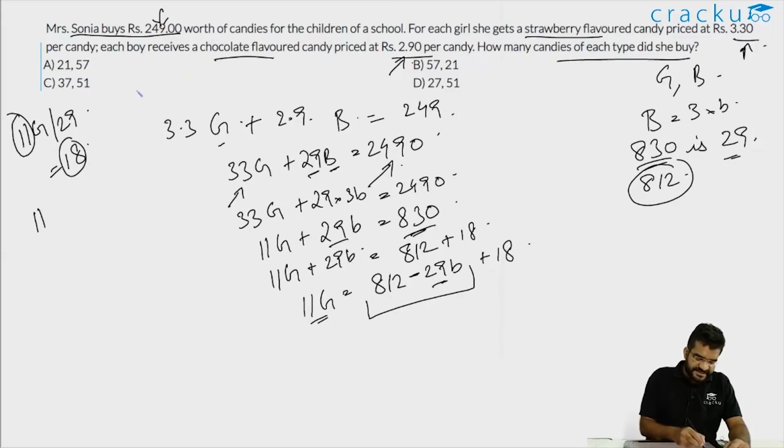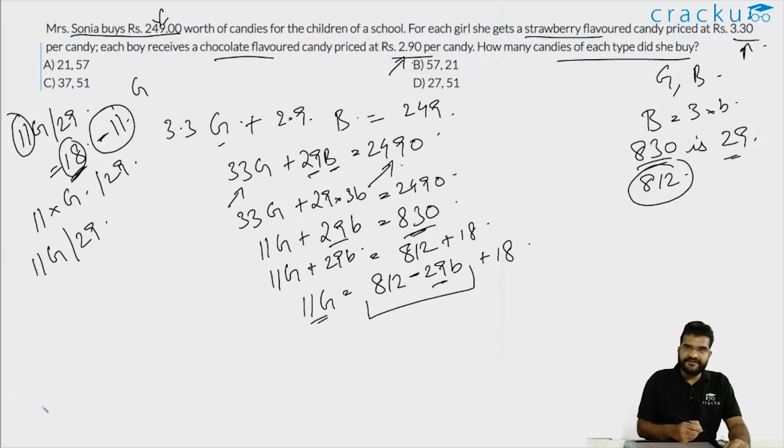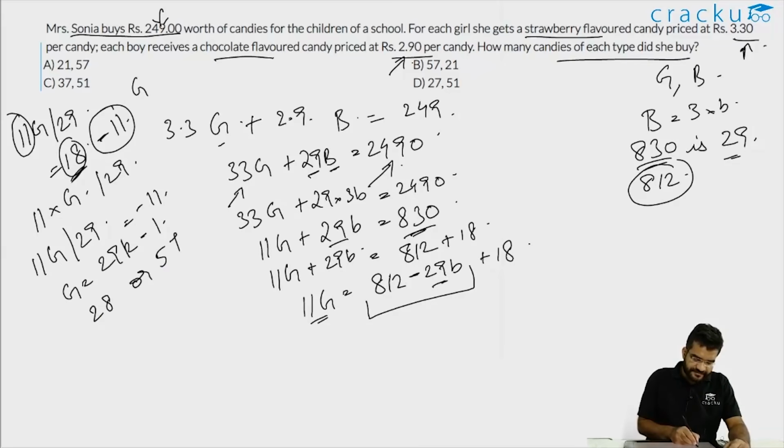That is, if g is a multiple of 29, 11 into g will leave no remainder when divided by 29. But because this is leaving a remainder of 18, which is in fact equal to minus 11, because 18 plus 11 is equal to 29, we can infer that 11g when divided by 29 is leaving a remainder of minus 11. This will happen only if g is of the form 29k minus 1. So g has to be either 28 or 57. Because when g is 29, the remainder when 11g is divided by 29 is 0.